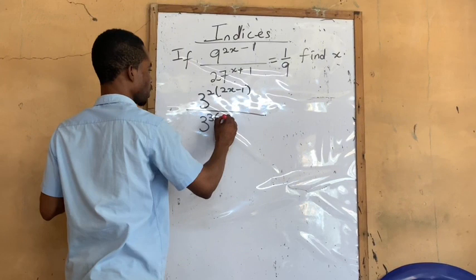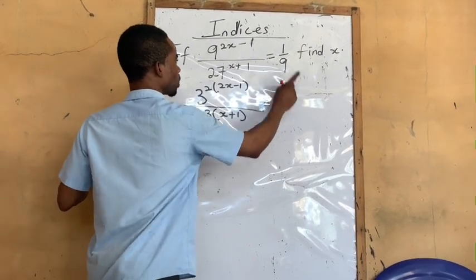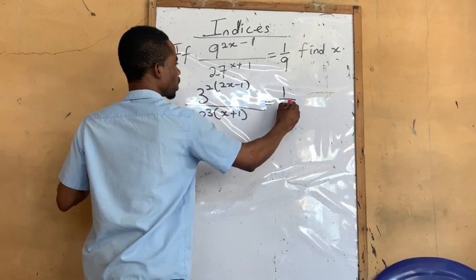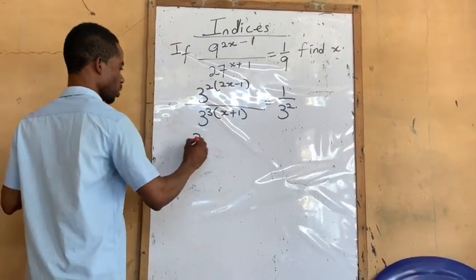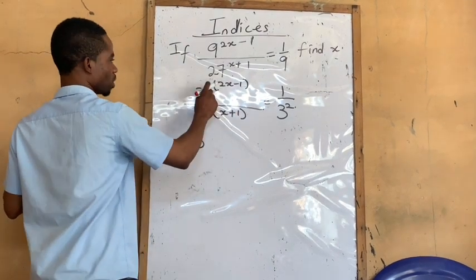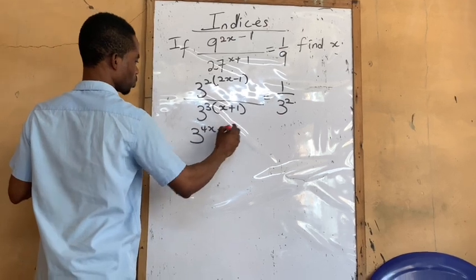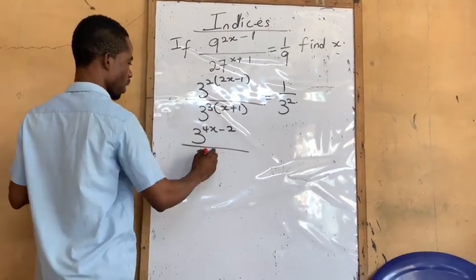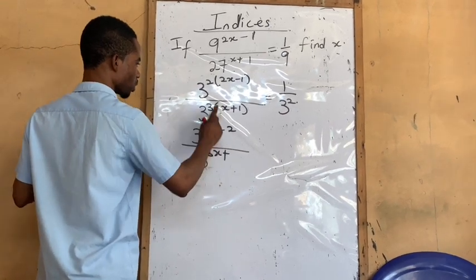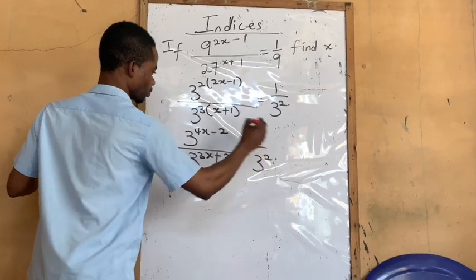In bracket, x plus 1 equals 1 all over. Turn this one also to index form: 3 raised to power 2. So after you've done that, now use these two to open the bracket. So that is 4x minus 2 all over 3. Use these 3 also to open the bracket: 3x plus 3 times 1, that is 3. Equals 1 all over 3 raised to power 2.